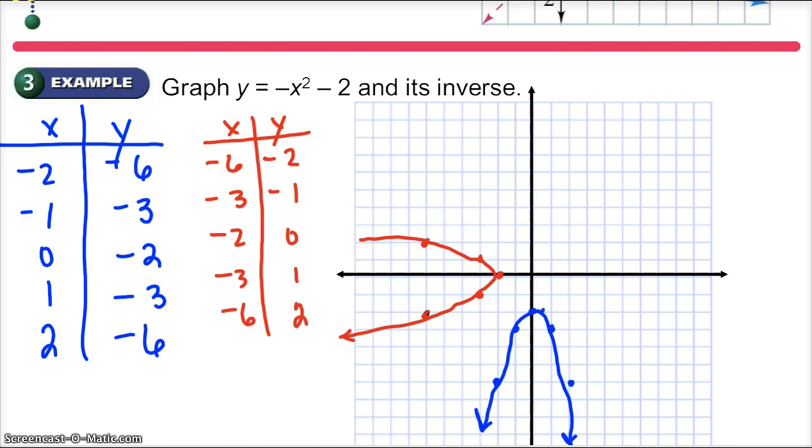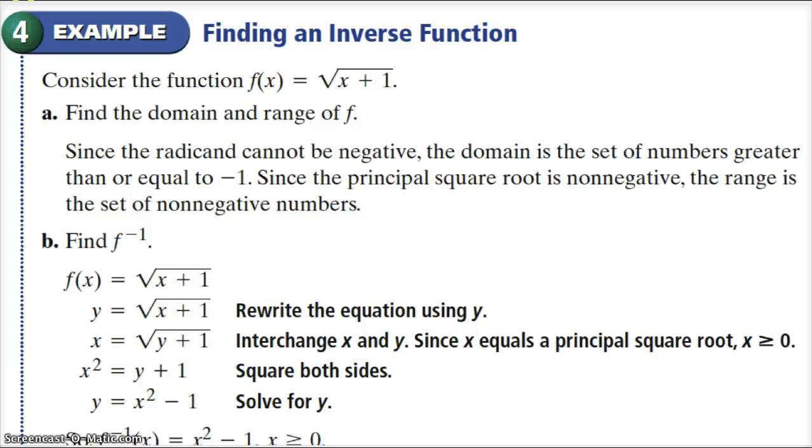Example 4. Finding an inverse function. Okay, this one has a few more steps in it than everything else. So I'm going to go ahead and stop at this point just to prevent you from getting too bored. Okay, and then we'll finish this up in just a second.